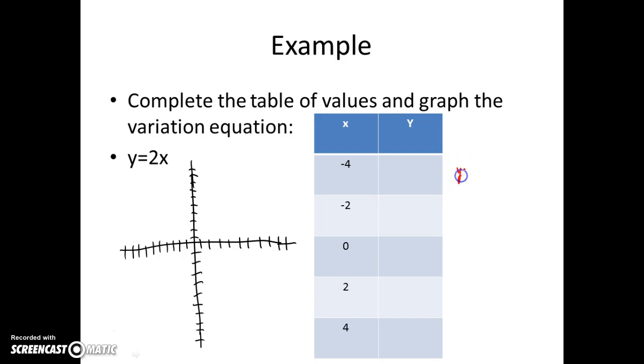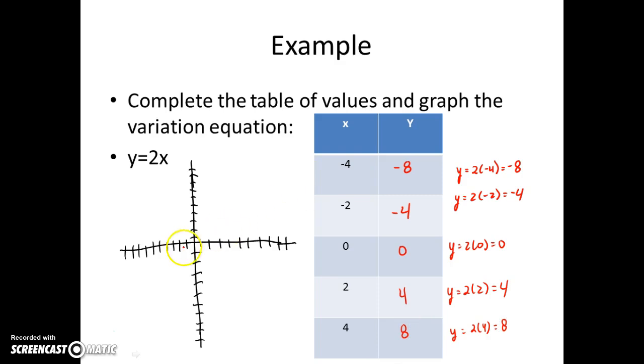So when I do my work for this, for the first one, I'm going to do 2 times negative 4. So it's negative 8. Fill that in. I'll do y equals 2 times negative 2. Gives me negative 4. Fill that in. Y equals 2 times 0. As we know, anything times 0 is 0. Y equals 2 times 2. That's 4. And y equals 2 times 4. That's 8.